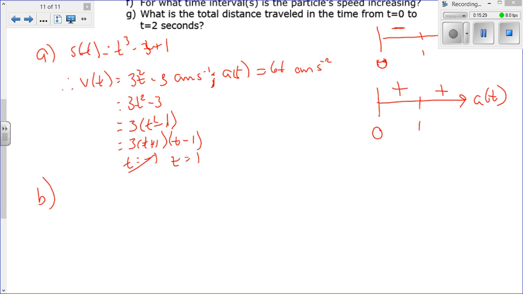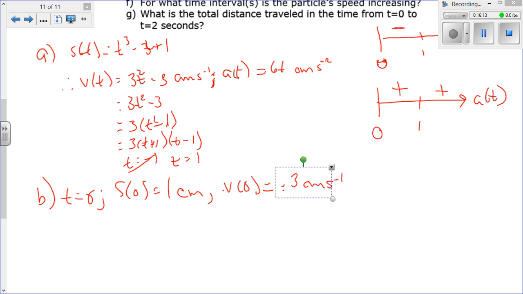For part B, it says find the initial conditions with an S, and hence describe the motion at this instant. Well, at t equals 0, my initial position, S of 0, if I put 0 into t in the original function, I would get 1, and that would be 1 centimeter. If I do v of 0, my velocity function, if I put 0 in, I would get negative 3 centimeters per second. And if I find a of 0, I would get 0 centimeters per second squared.